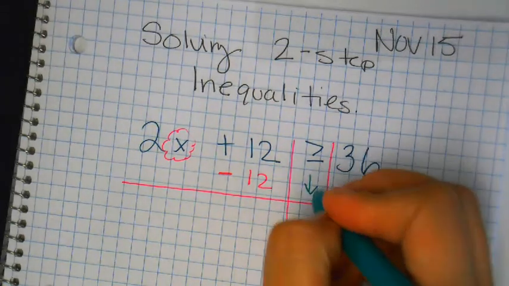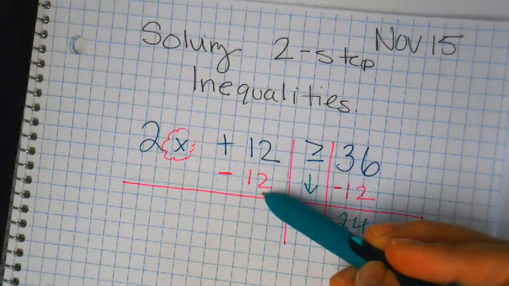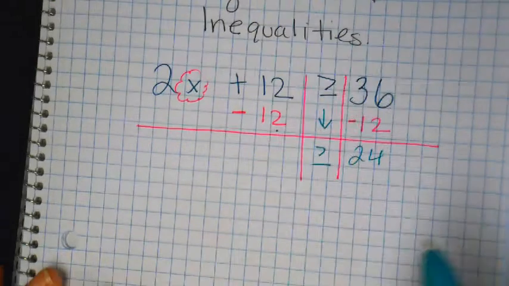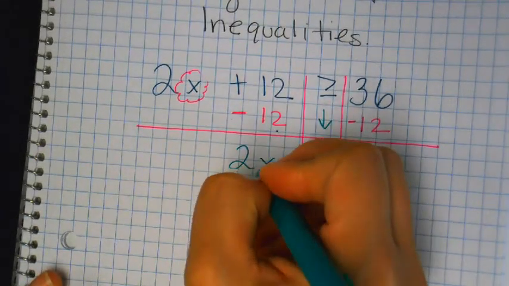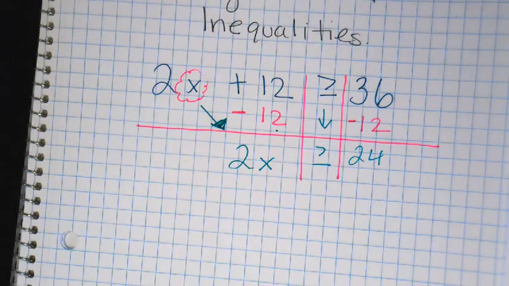Bring down your inequality. Now here, 12 minus 12 is 0. That's what I want, so I don't have to write it down. But I do have to bring this down. I haven't done anything with the 2x, so I'm just going to write it down. So just bring it straight down. Well, not really straight, but at an angle.